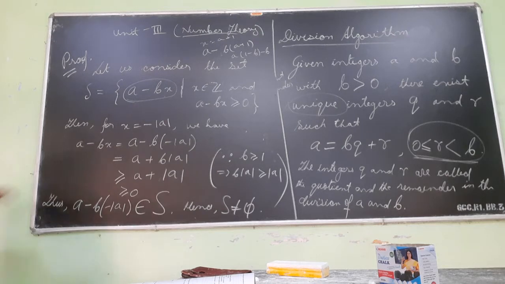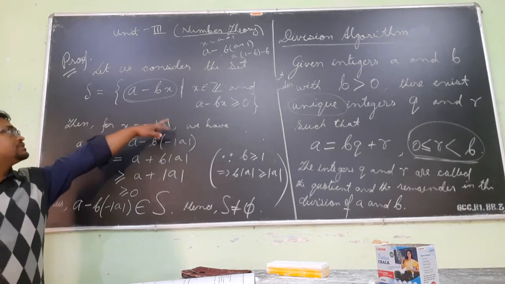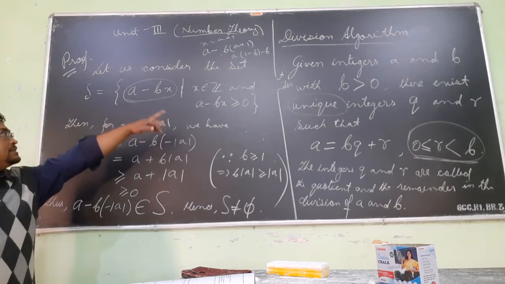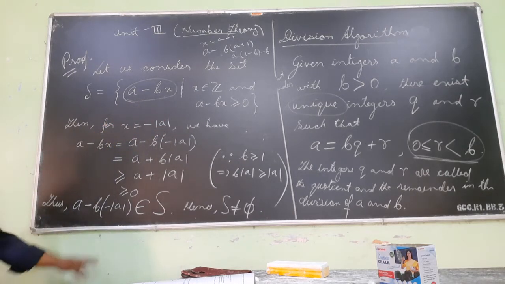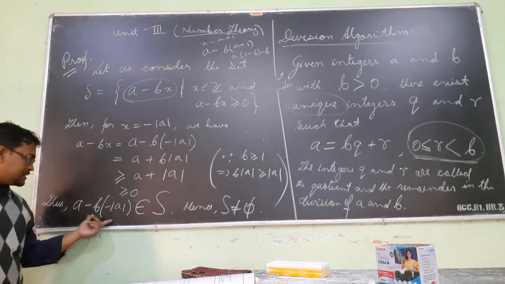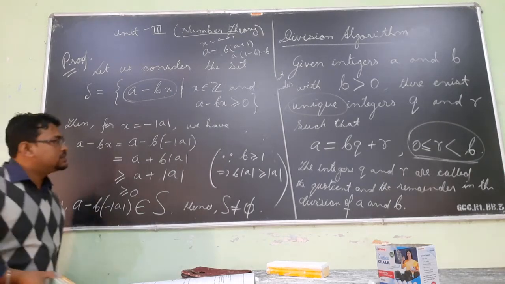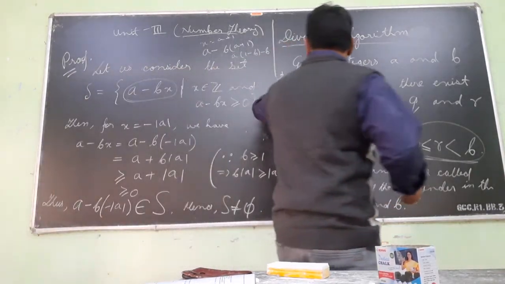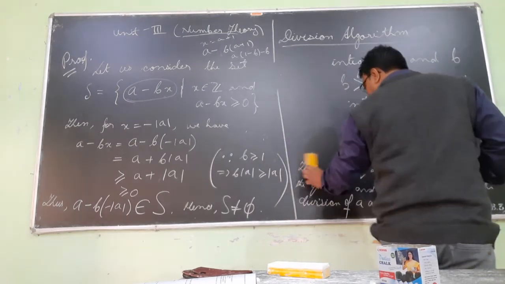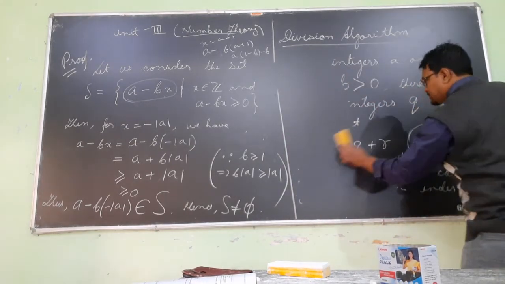So we have got a non-empty set of non-negative integers. By definition of this set, it is a set of non-negative integers, and just now I have proved that it is a non-empty set. So we can apply the well ordering principle here.